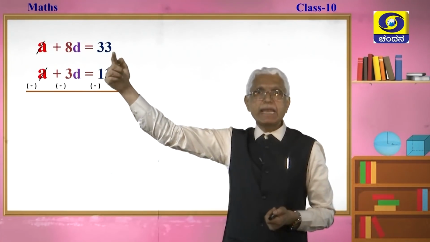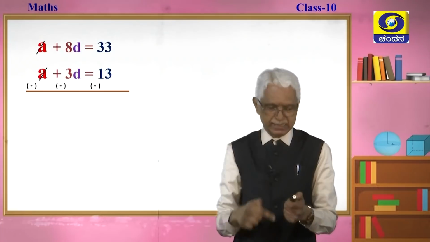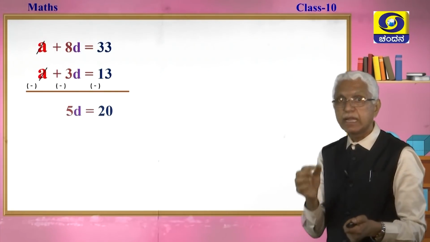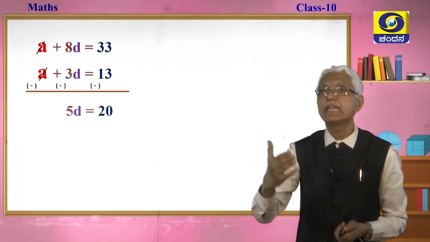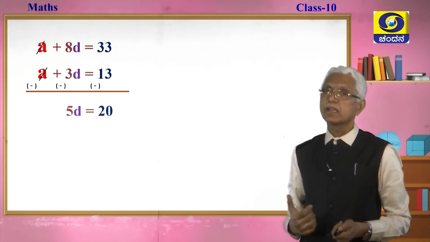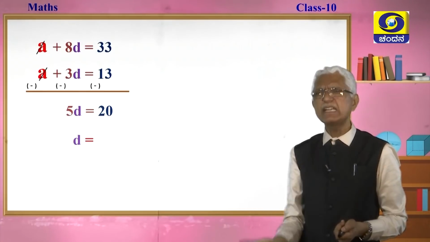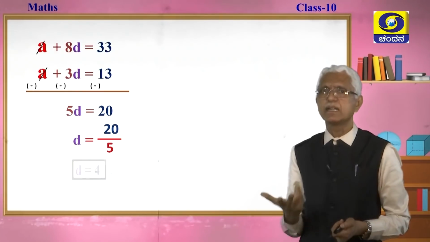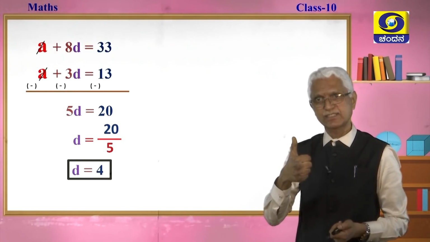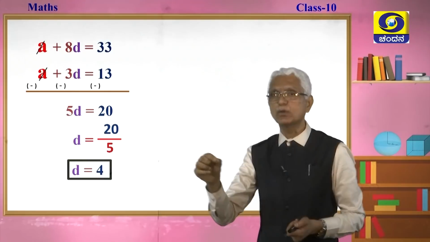8D minus 3D. What is 8D minus 3D? It is 5D. What is 33 minus 13? 20. 5D is equal to 20. What is D? 20 by 5. D is equal to 4. Yes. Common difference is 4.